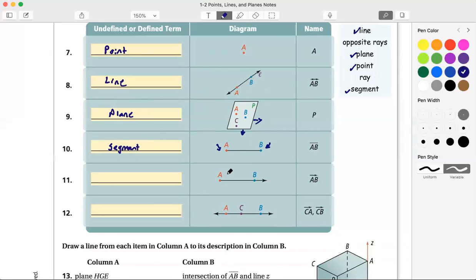Okay. This one has 1 endpoint and goes on forever in one direction. This is called a ray. Now, we have 2 rays that go in opposite directions. So these are called opposite rays.